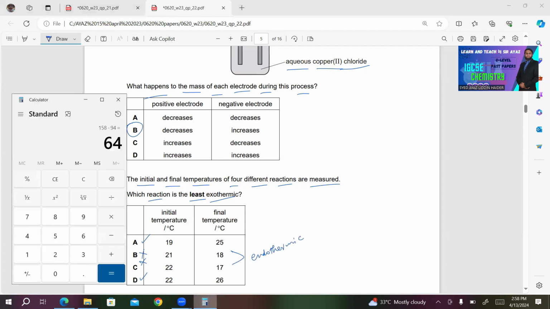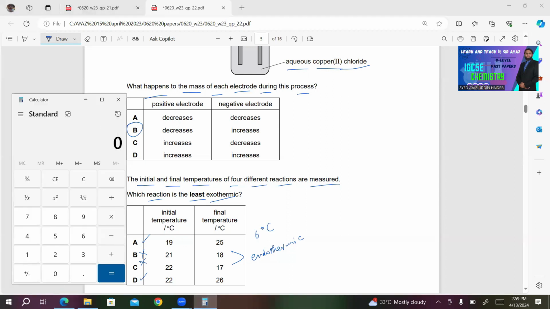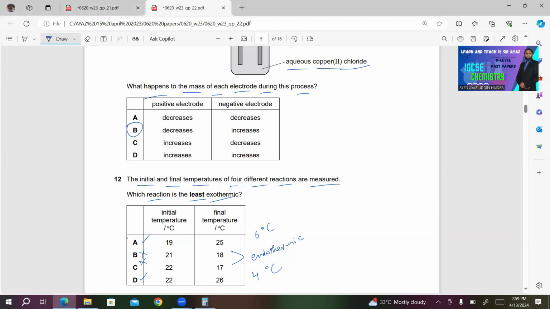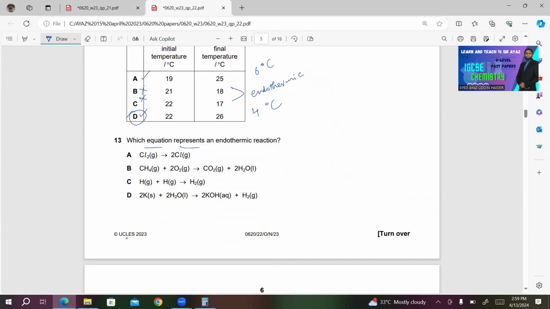Now let's see the difference. 25 minus 19 is 6 degrees centigrade rise in temperature of the surrounding. What about D? 26 minus 22, 4 degrees centigrade. So D must be the right answer. Number 13, which equation represents an endothermic reaction? So endothermic reaction involves breaking of bonds. So this looks correct to me. What about B? B is an example of combustion reaction. It's an exothermic reaction.